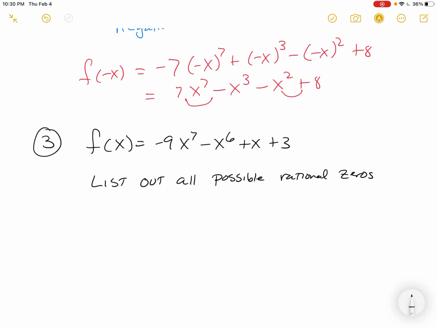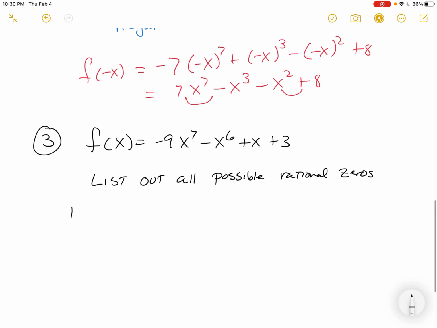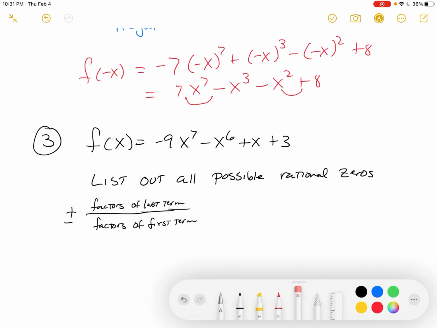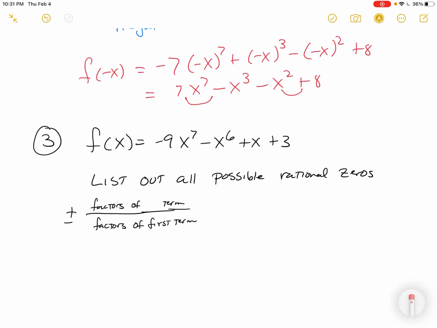But the way that you list out all possible rational zeros, in essence, what you're doing is you're looking for the nice potential zeros, because you don't want to try everything. You want to try only things that have a potential to work out. And so the way that it works is it's plus or minus the factors of the last term over the factors of the first. Okay. And maybe I shouldn't say the last term. Let me say the constant term.